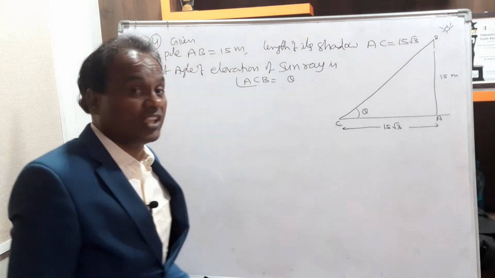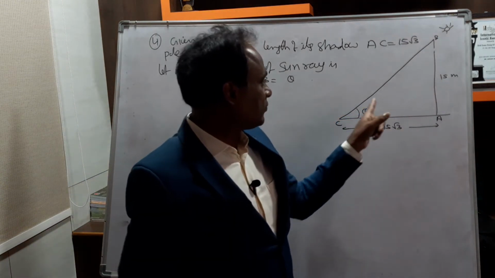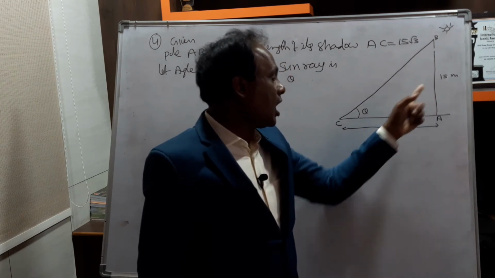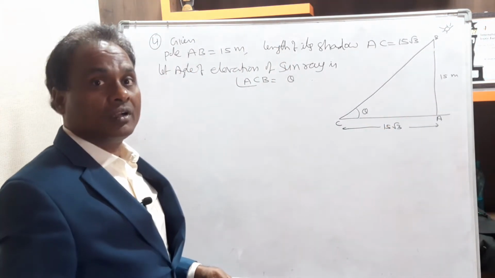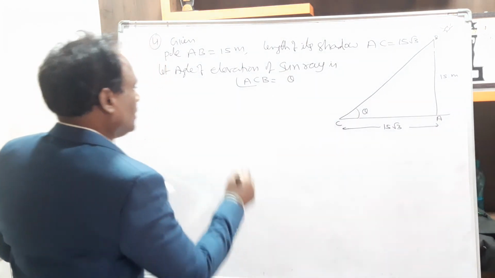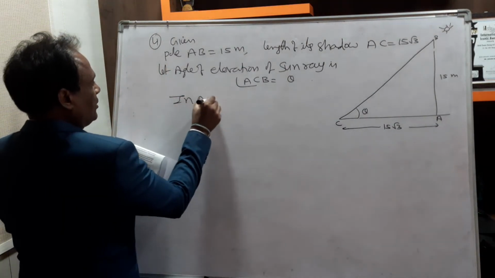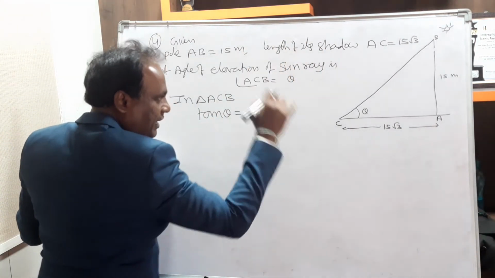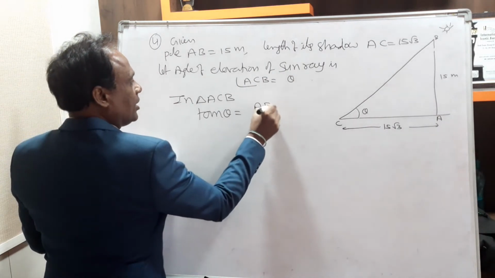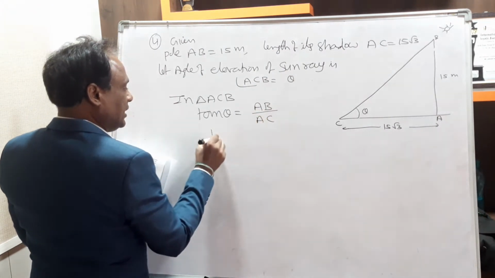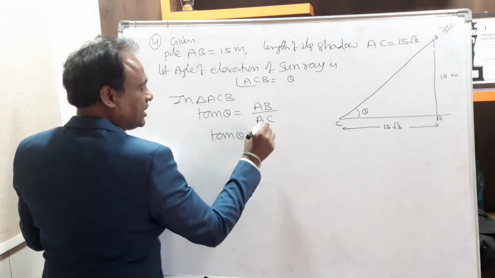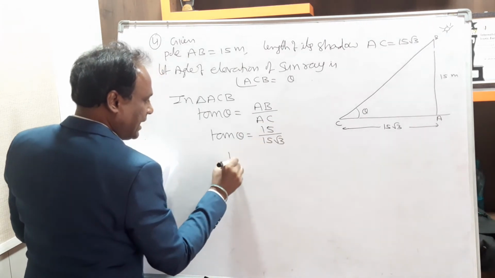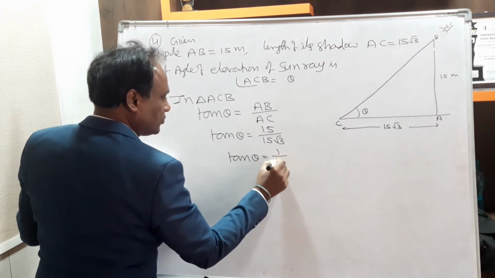Choose a trigonometric ratio taking these two sides. For this angle, what is this side? Opposite. This is adjacent. Opposite and adjacent, what ratio? Tan. In triangle ACB, tan theta is equal to opposite by adjacent. What is the opposite side? AB. What is the adjacent side? AC. Tan theta is equal to opposite is given 15, adjacent is given 15 root 3, 15 cancels, tan theta is equal to 1 by root 3.